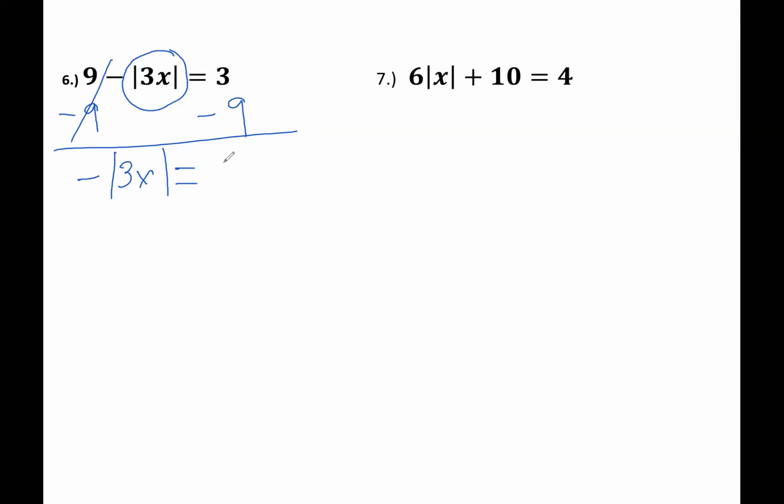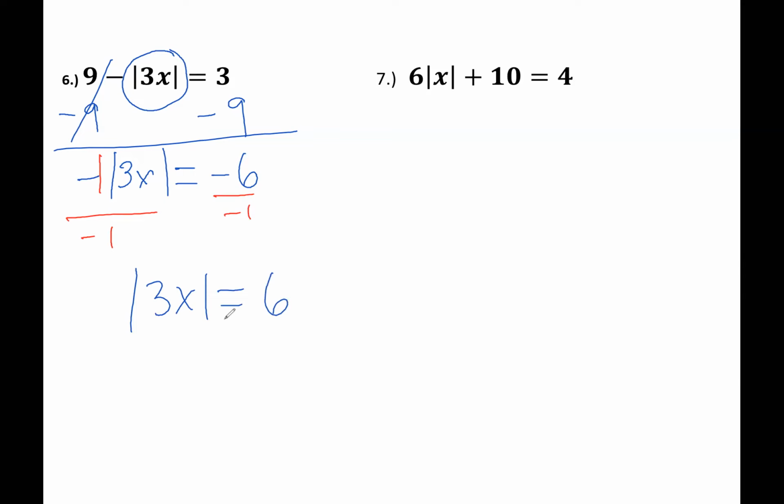Let's just simplify on the right over here. Okay, so we're working on isolating the absolute value. Now you might notice that it's equal to -6, but don't worry, because here's what we're about to do next. Think of this minus sign as kind of like a -1. We actually want to continue isolating the absolute value by dividing by that -1. Okay, so now we finally got it by itself. The absolute value of 3x is now just equal to +6. Negative divided by negative is positive. Now we're good to go.